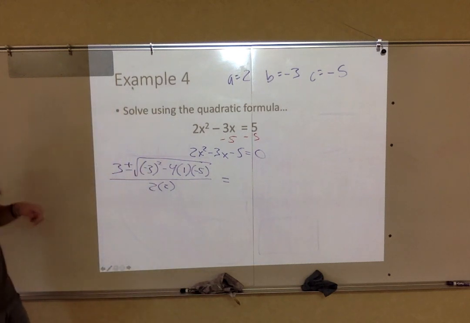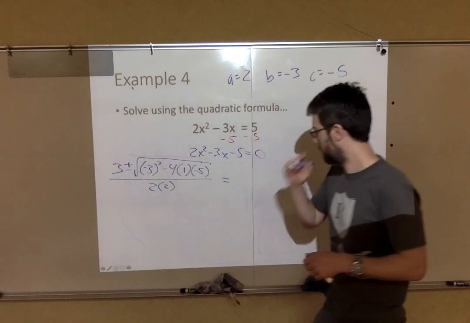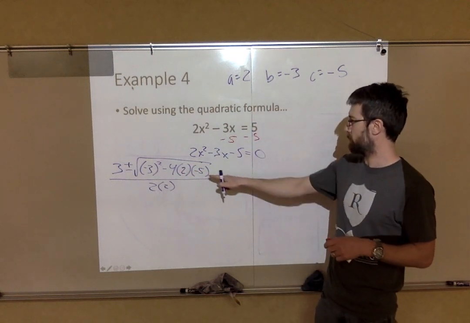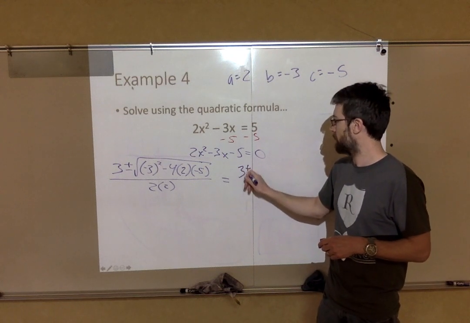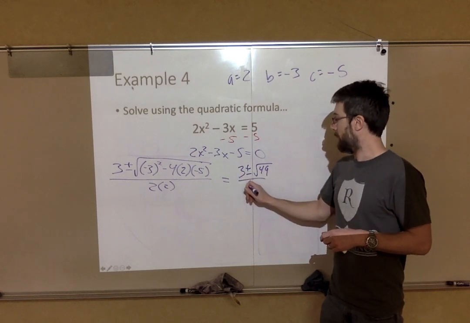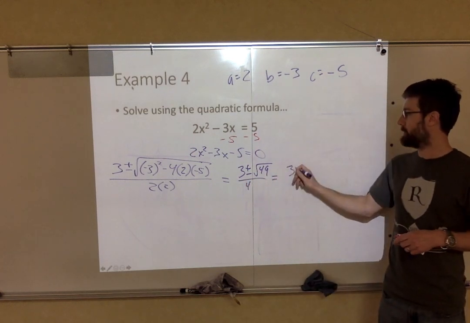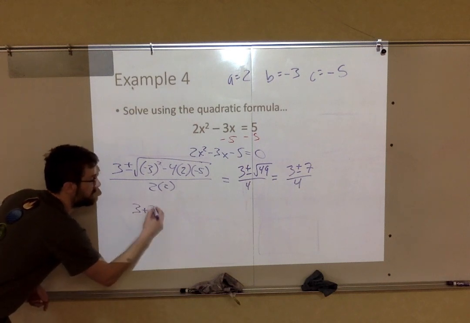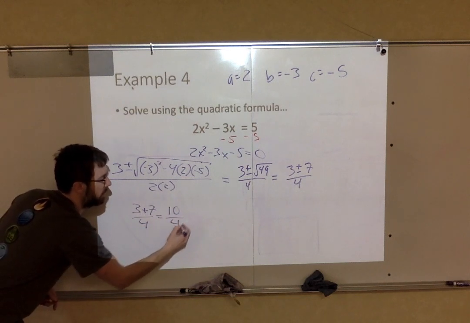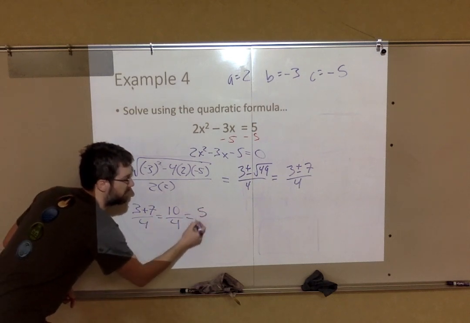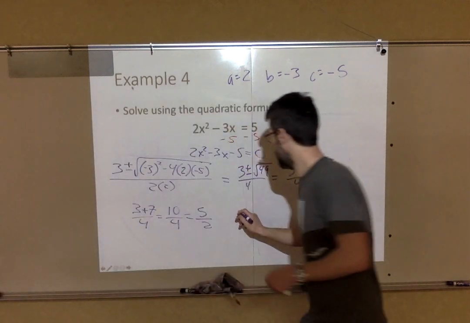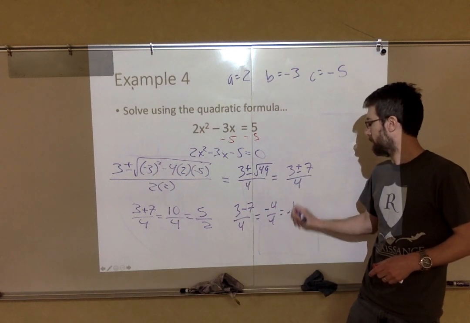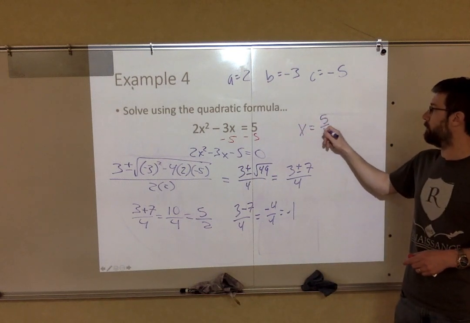Reducing what's in the square root, 9 plus 40. This should work out to be a nice number. So it should be 3 plus or minus the square root of 49 over 4. Square root of 49 is 7, so 3 plus or minus 7 over 4. So our two answers, 3 plus 7 over 4 is 10 over 4, both divisible by 2, so that is 5 over 2, or 2.5. And then 3 minus 7 over 4, that is negative 4 over 4, which is negative 1. So our two answers are 5 over 2 and negative 1.